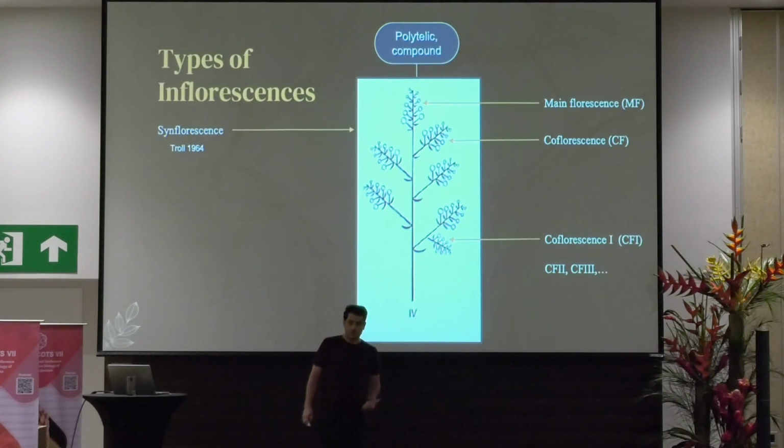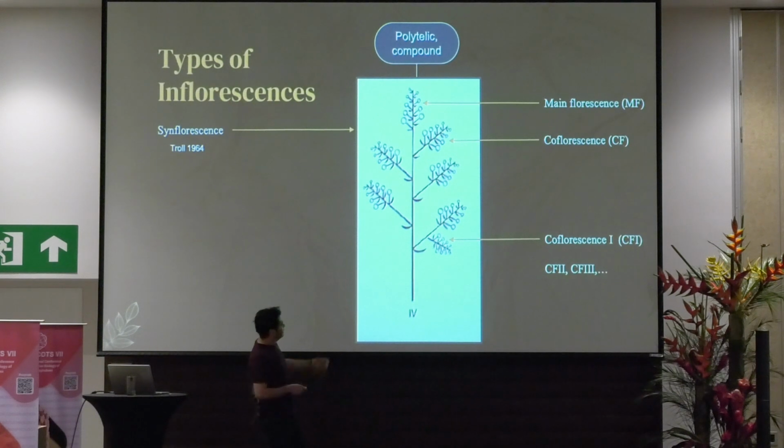Following the classification of Troll, who is an author that has studied inflorescence and morphology of plants, here we have this branch system of an inflorescence, which is also called a synflorescence. Then we have the apical unit, which is called the main florescence. And then every lateral unit is called a coflorescence. And then we may have coflorescence of first order, coflorescence of second order, and so on.